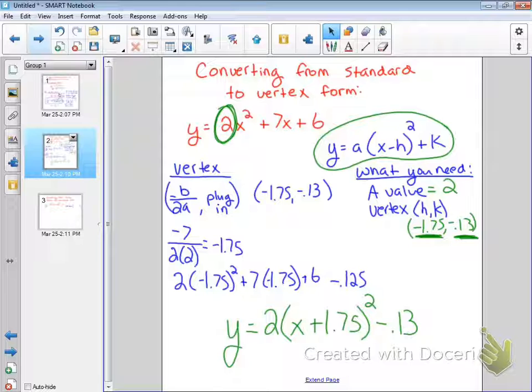And that's the end of the video. We'll talk about converting from vertex form to standard form in class.